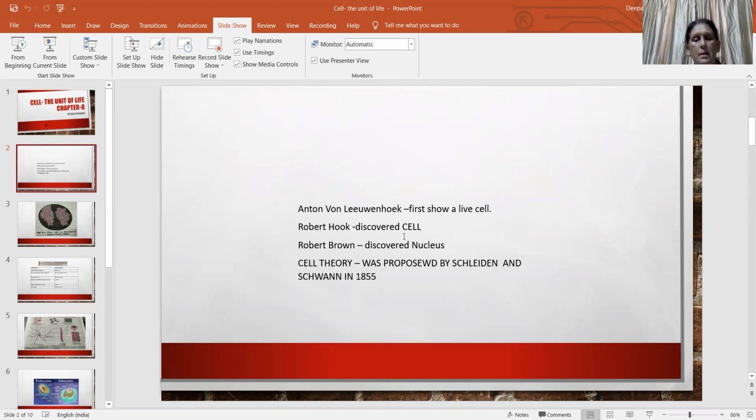Next, the cell was discovered by Robert Hooke. And then the nucleus was discovered by Robert Brown. That means in each cell there is a controlling center called the nucleus. Then, the idea that all living organisms contain cells was established by a theory called the cell theory. That was proposed by Schleiden and Schwann in 1855.